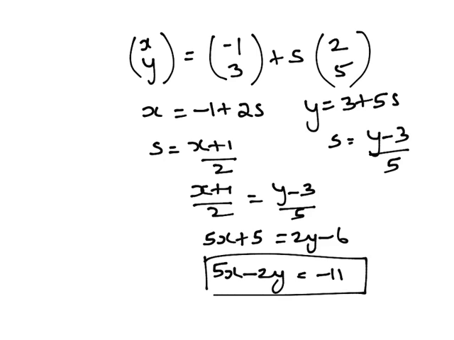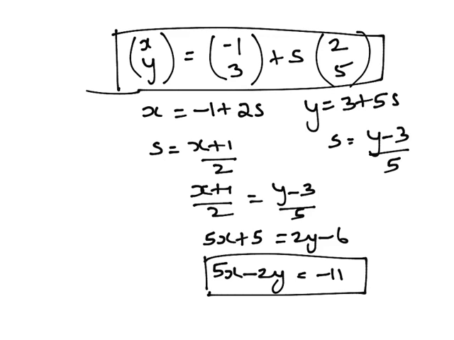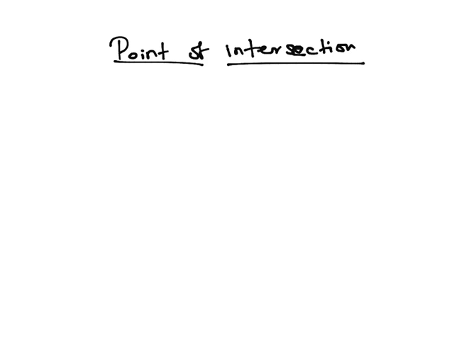So this is the Cartesian form and this is the vector form. Cartesian form and a vector form. Right? Very, very simple. Okay, fine. Now let us have a look at how to find the point of intersection of two lines which are in vector form.